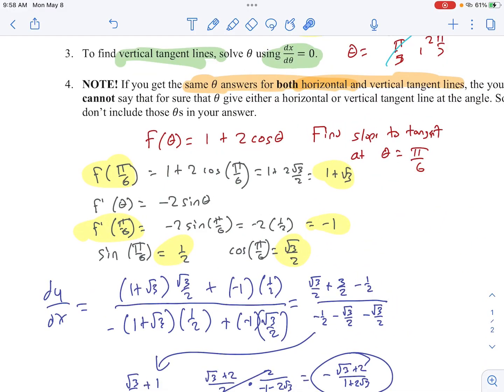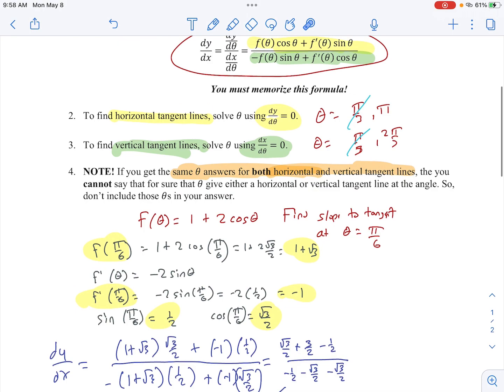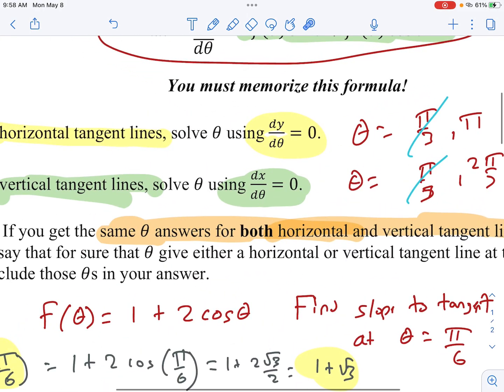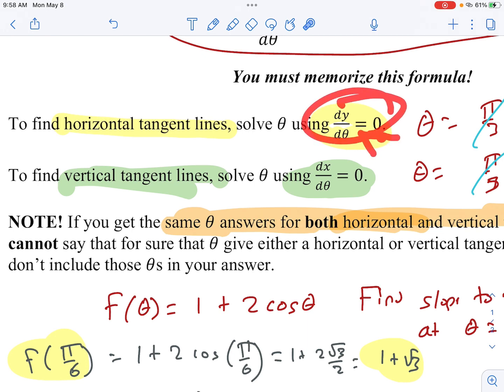So that's really the gist of everything you need to know for this part of the lesson. Just remember, the only other thing you might do is find horizontal tangent lines or vertical tangent lines. You solve for theta by setting your top equal to 0 for horizontal and your bottom equal to 0 for vertical.